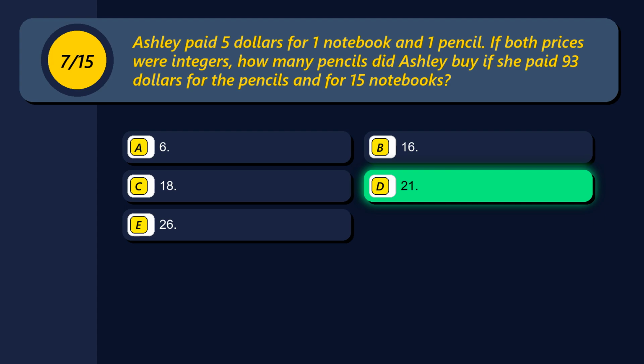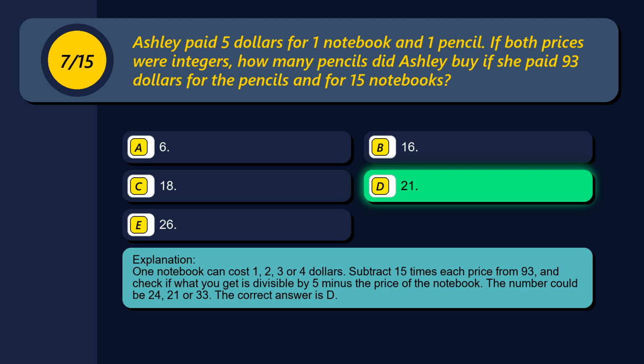The correct answer is Option D, 21. One notebook can cost $1, $2, $3, or $4. Subtract 15 times each price from 93, and check if what you get is divisible by 5 minus the price of the notebook. The number could be 24, 21, or 33. The correct answer is D.